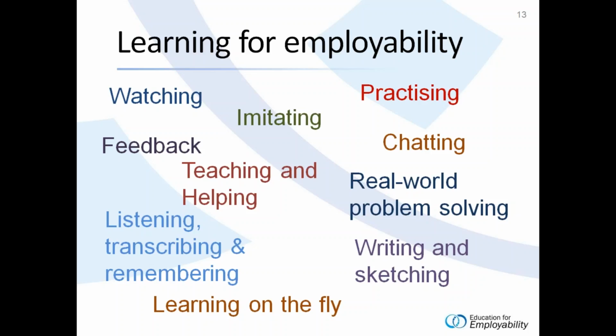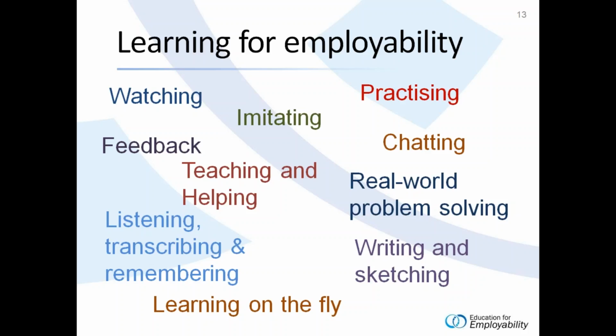So one is watching, one is practicing, one is imitating, one is feedback, one is chatting, one is teaching and helping, one is real world problem solving, listening, transcribing, remembering, writing and sketching, learning on the fly. These are the various learning capabilities. These are the few words that will be used in the employability. Learning on the fly is the last one. That means you have done with all the things. You are capable of the employability skills right now.